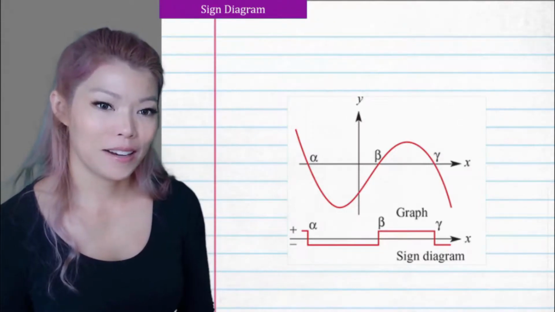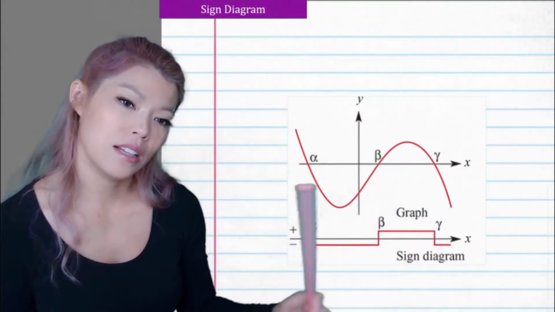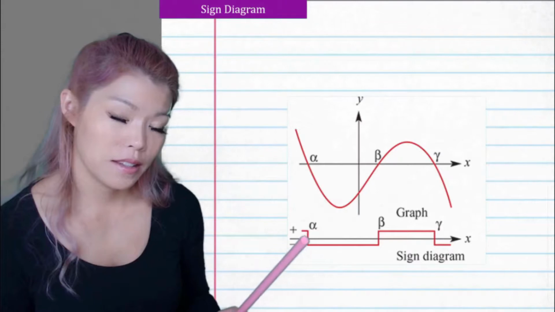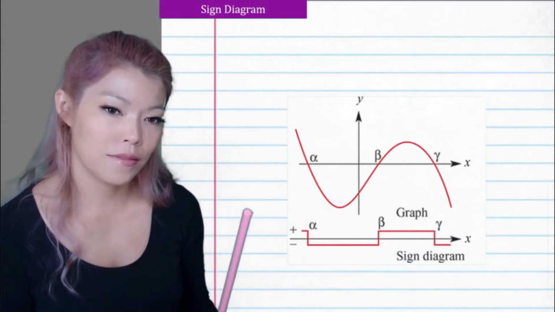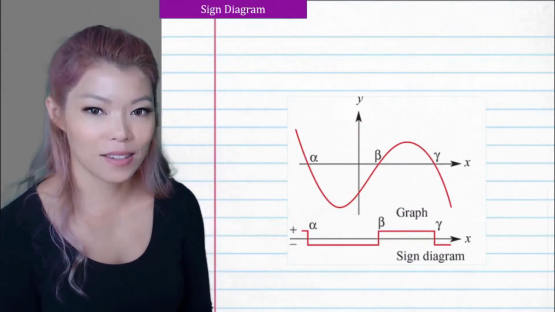What is a sine diagram? So here we have a cubic function that goes through alpha, beta, gamma, so just three numbers. A sine diagram is something that you use so that you can figure out whether you're going under or over the x-axis.